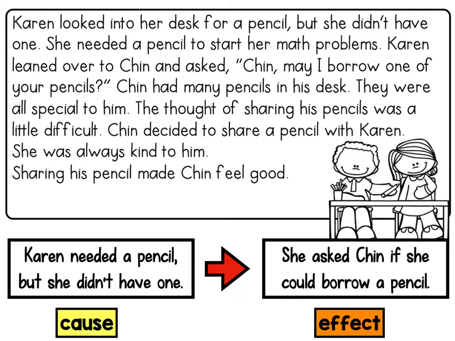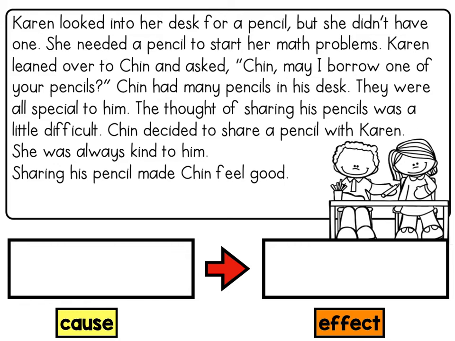She asks Chin if she can borrow one of his pencils. So if Karen already had a pencil, she wouldn't have asked Chin to borrow one. But because she needs one and she doesn't have one, the effect is that she asks Chin if she can borrow one of his. Let's see if we can find another one.